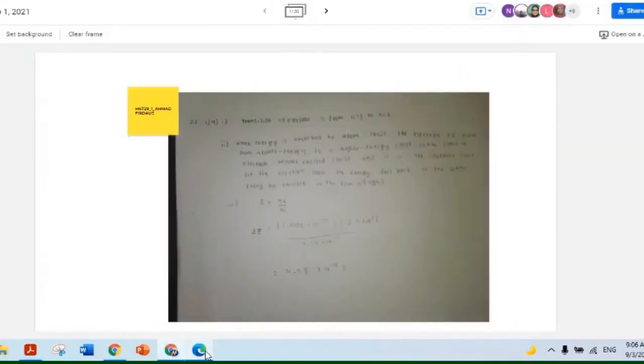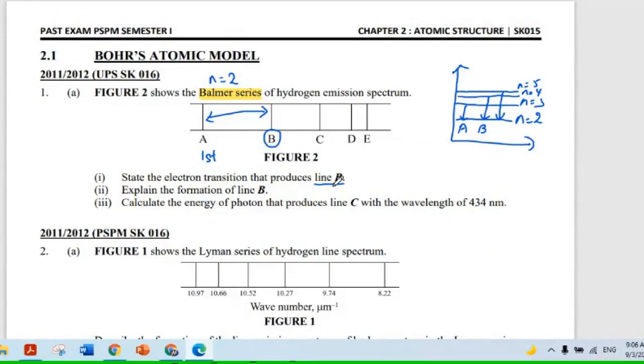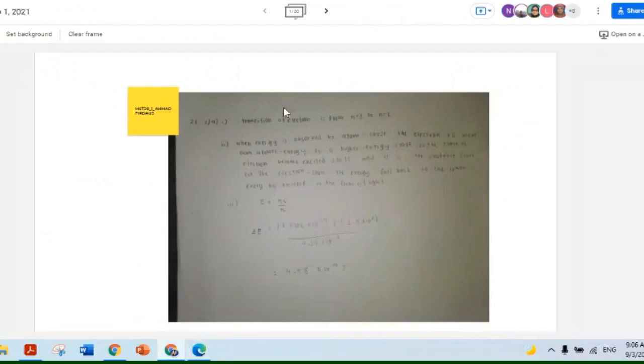The question asks about line B. State the electron transition that produces line B. So what is the correct answer? For n equals 4 to n equals 2. Yes. Okay, get it? Be careful. So the transition of the electron is from n equal to 4, okay, class? It's from n equal to 4 to n equal to 2. You have to be specific.